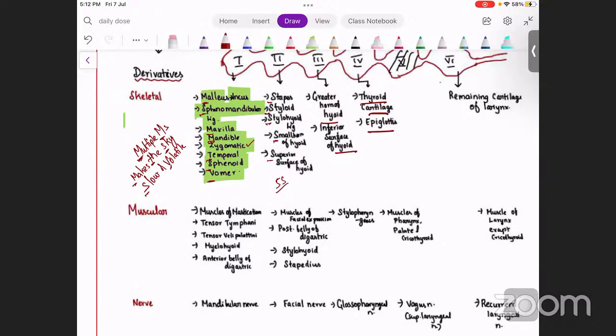Number 1, you have to remember your pharyngeal arch 1 and pharyngeal arch 2 derivatives. How do we remember the pharyngeal arch 1 derivatives? Everybody, how do we remember the pharyngeal arch 1 derivatives? What is the mnemonic for that?